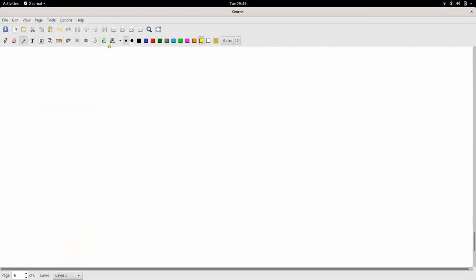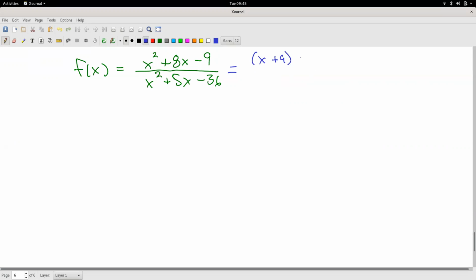All right. So we have the function f of x equals x squared plus 8x minus 9 over x squared plus 5x minus 36. So when you studied these back in college algebra, the first step is to factor the numerator and denominator and see what's going on. So the numerator factors as x plus 9 times x minus 1. The denominator factors as, let's see, for 36, looks like 9 and 4. So x plus 9 times x minus 4. 4 times 9 is 36. That gives me a negative. 9 minus 4 is 5. Yep. So here we have a number divided by itself.